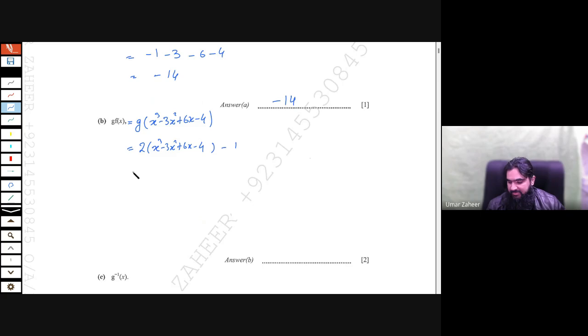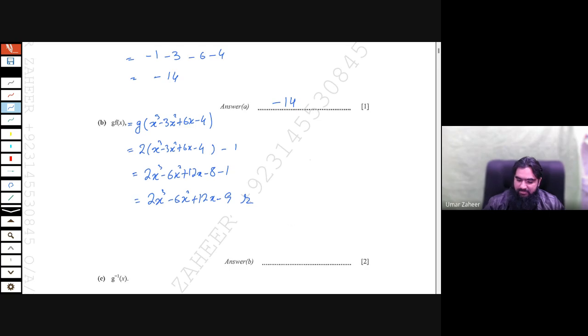Now multiply 2 inside the bracket, it will be 2x cubed minus 6x squared plus 12x minus 8 minus 1. You will get 2x cubed minus 6x squared plus 12x minus 9. I'm just substituting the value. First of all, I had to write the structure, and at the place of x, I'm just substituting x cubed minus 3x squared plus 6x minus 4. So you will get the composite function g of f of x.